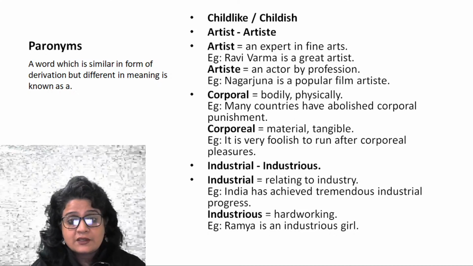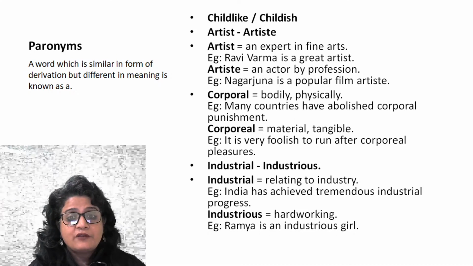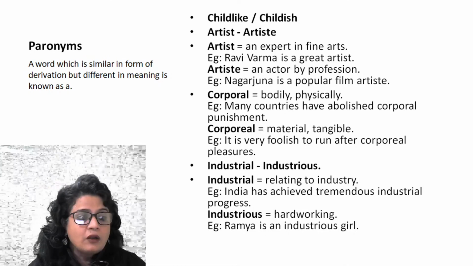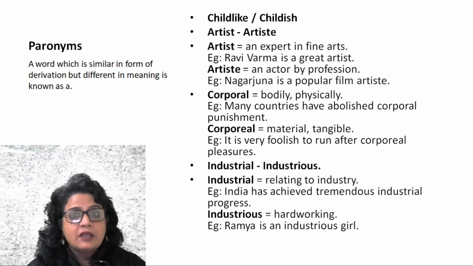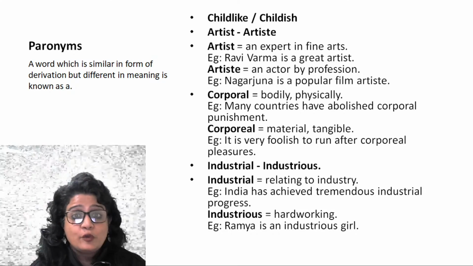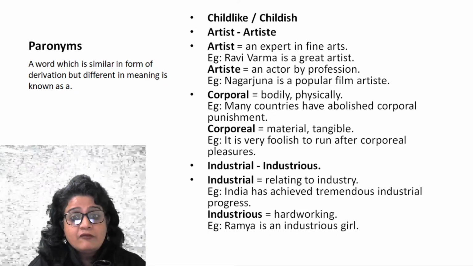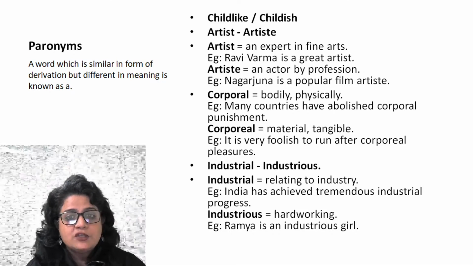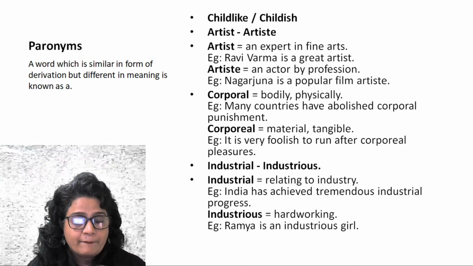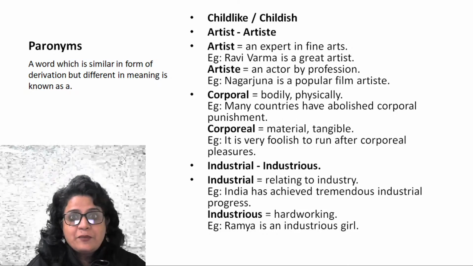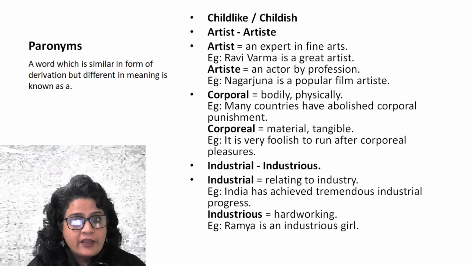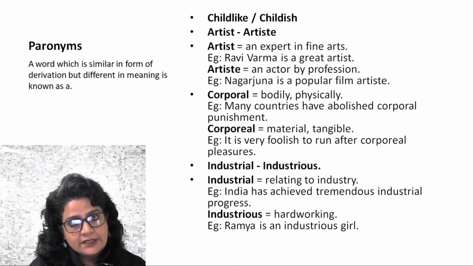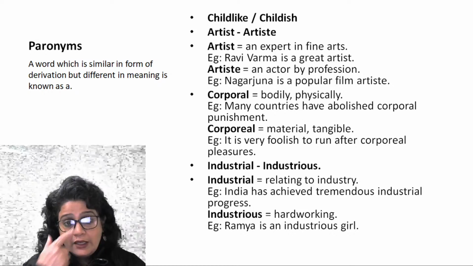Now see the difference. It is very foolish to run after corporeal pleasures, so something which is materialistic. It may not be related to your body. It can be anything which is materialistic, corporeal, right? Whereas corporal is related to your body. So many countries have abolished corporal punishment, right? But the capitalist economy thrives on corporeal needs or corporeal desires. That means materialistic desires, right?